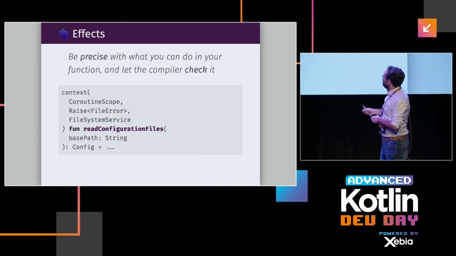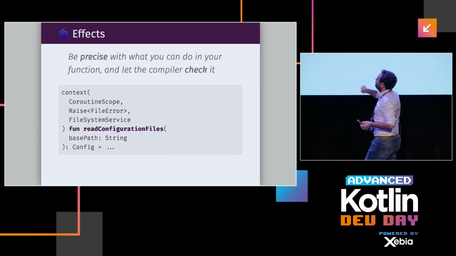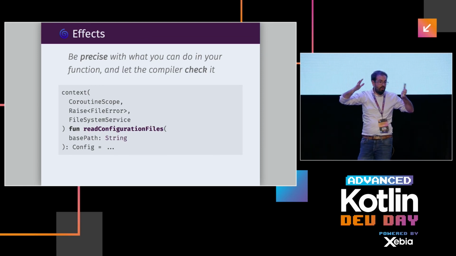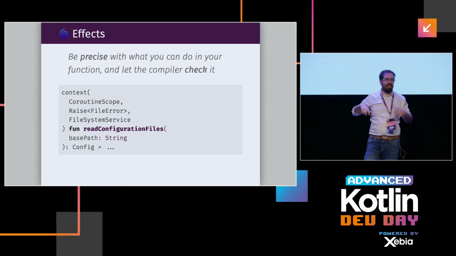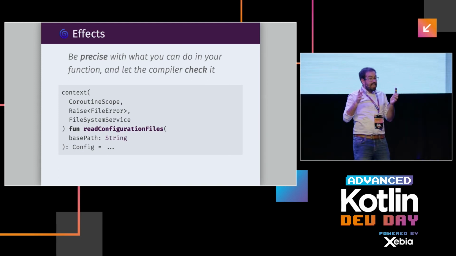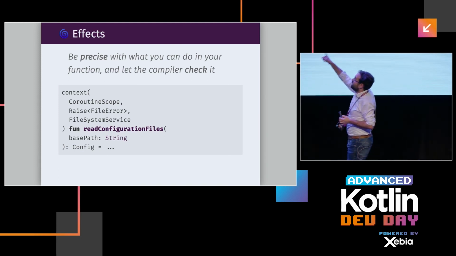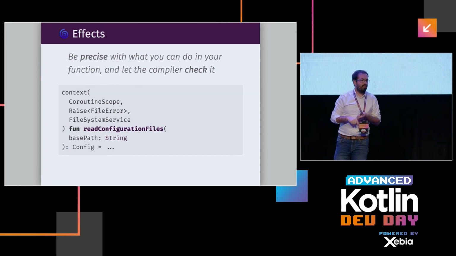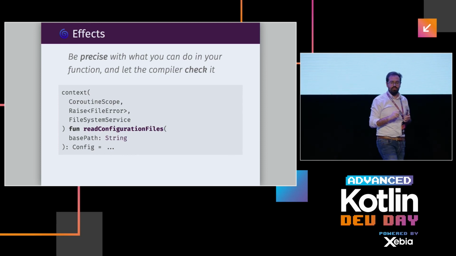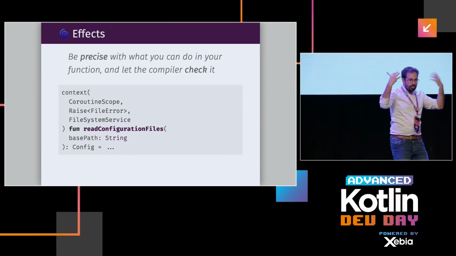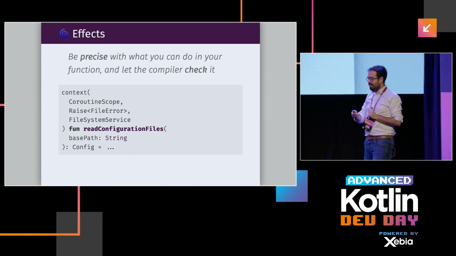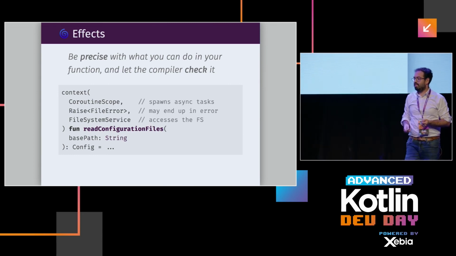You can say, oh, actually, my read configuration file uses some kind of jobs or some thread management, so I need a coroutine scope in my context. It may also fail, so I need a raise file error in my context. And by the way, it reads the file system, so I'm going to also introduce a new file system service for this. So once you start looking at this, it's like everything just becomes things in the context, and you can be very precise about this.